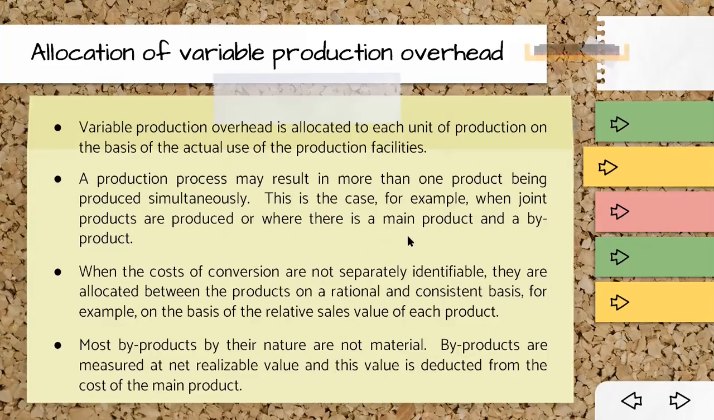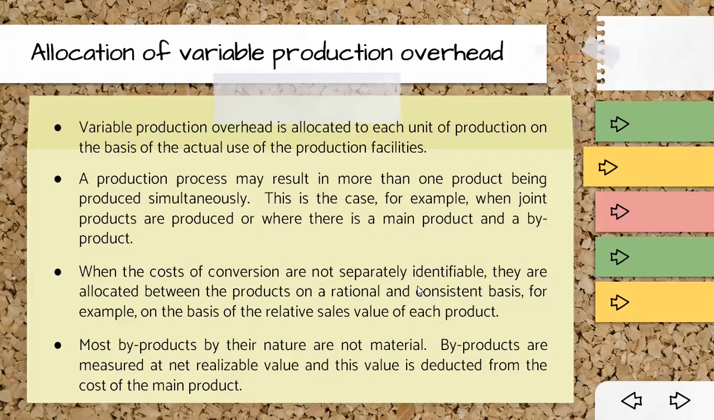So example natin dito, for example, yung main product mo ay dressed chicken. So yung main product, yung buong manok talaga. Ano yung mga byproducts niyan? Pwede yung mga chicken feet or yung head ng chicken, tsaka possible yung neck ng chicken. So these are byproducts already.